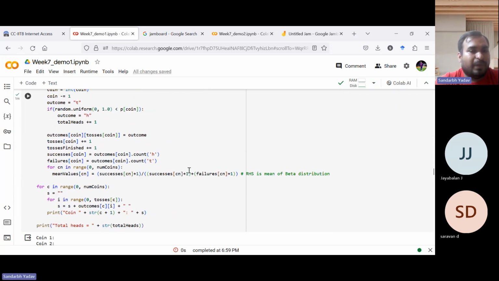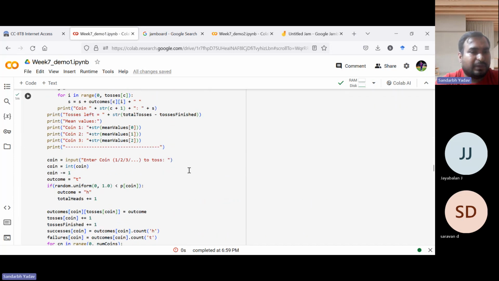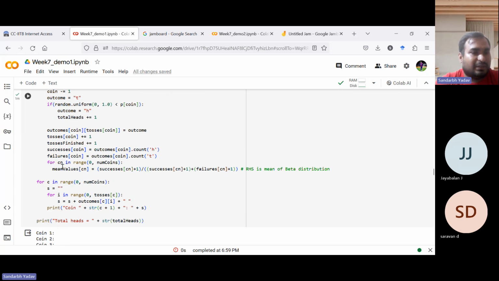So let's do the MAP one. Before doing the MAP one, you can see these mean values, this is the main step. Here we are using the mean of the beta distribution, where our alpha we took as successes of coin plus one, divided by alpha plus beta. So alpha is this and beta is failures of coin plus one. We are maintaining this for all the three coins, and accordingly we will take the decision.